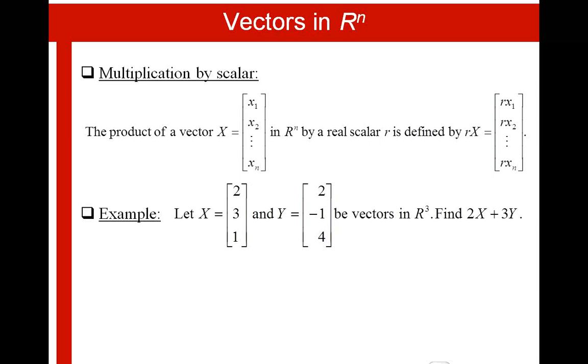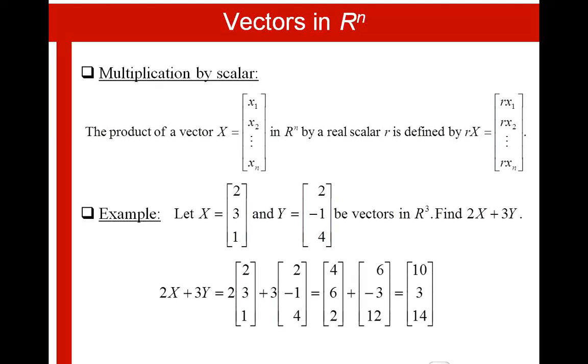Example, if x and y are two vectors in R3, as shown here, then 2x plus 3y is obtained by multiplying the vector x by 2 and the vector y by 3 and adding the two vectors. So we have 4, 6, 2 to be added to 6, minus 3, 12, and we add the corresponding elements of the two vectors to obtain 10, 3, 14.